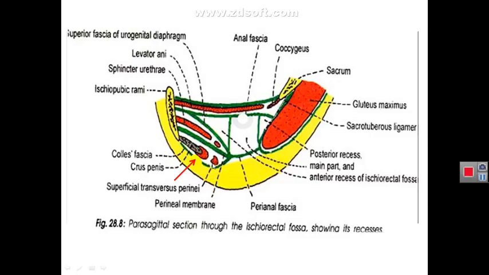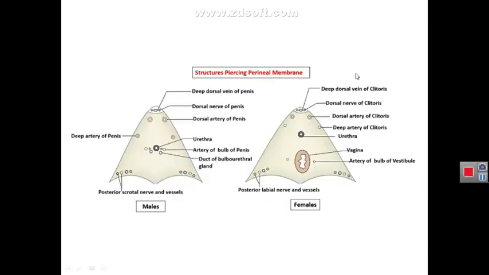Because this membrane is perforated by many structures, sometimes the lecturer needs you to remember or enumerate the structures perforating the perineal membrane, the inferior fascia of the urogenital diaphragm. I don't know, you have to go to your lecture. Maybe it is required from you or not, but this figure demonstrates the structures perforating the perineal membrane, which is the inferior fascia of the urogenital diaphragm.